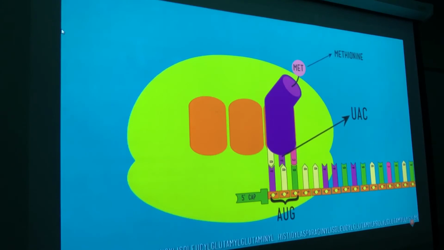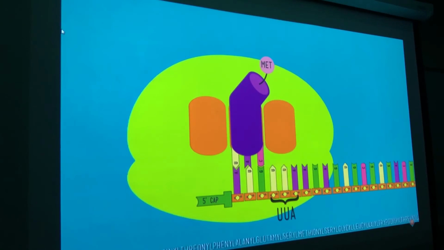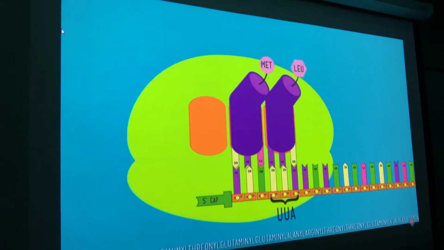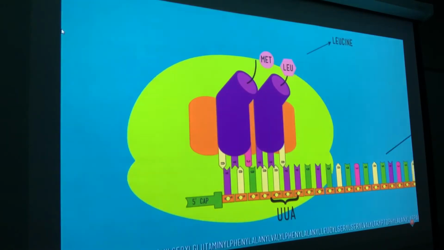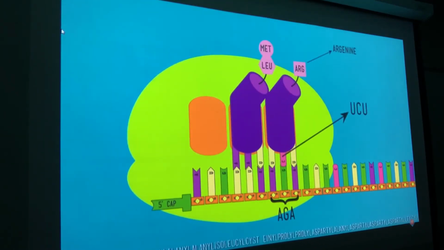The mRNA, like a mile-long dollar bill, keeps sliding into the ribosome so that the next codon can be read, and another tRNA molecule with the right anticodon binds on. If the codon is UUA, then the matching tRNA has an AAU on one end and a leucine on the other. And if the mRNA has an AGA, then the matching tRNA has a UCU on one end and an arginine on the other.